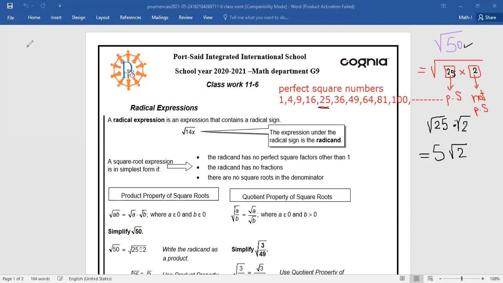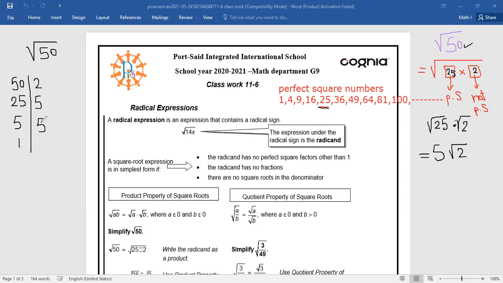Same question, I can solve it another way. It was square root 50, right? So we can factorize: 50 divided by 2 equals how many? 25. 25 divided by 5 equals 5. 5 divided by 5 equals 1.